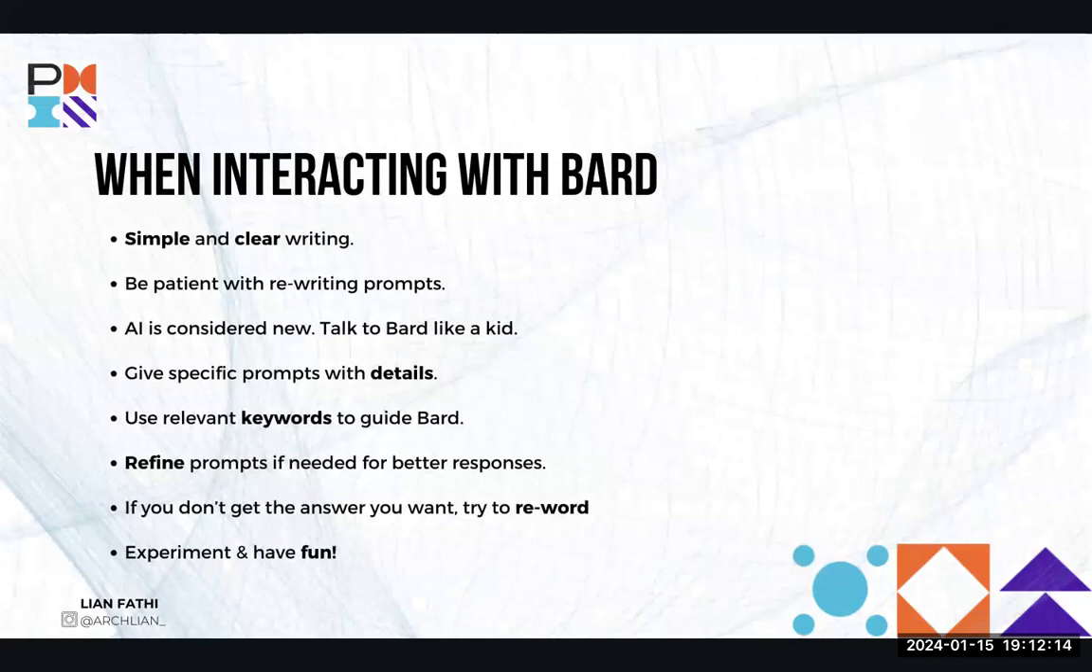So these are just a couple of tips for how you interact with Bard. Like I told you, it's kind of like you're talking to someone, but you have to be very clear and very simple. You also have to be patient with rewriting your prompts and figuring out the best way to ask the question. Also, AI is new. Even though we've heard of so many different AI websites, you still have to talk to Bard like a kid. You have to explain everything you want in detail, because Bard doesn't know what you want. So ask it as much and be as detailed as possible.